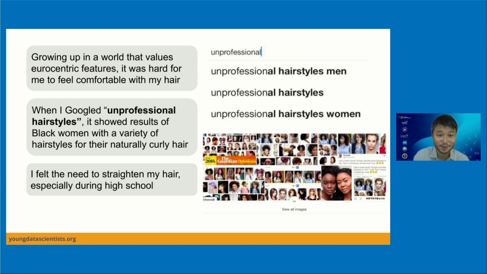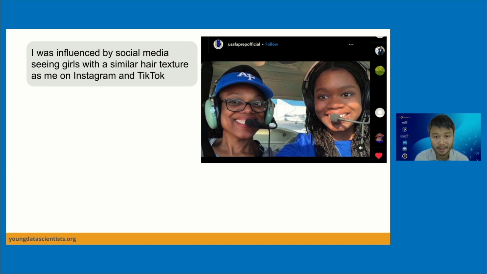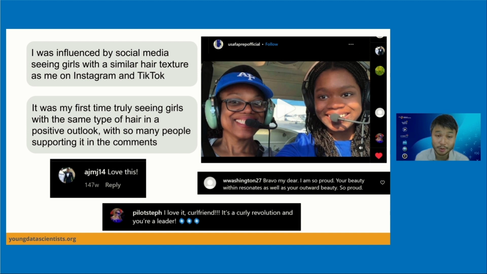I felt the need to straighten my hair, especially during high school. London asks, why should we have to conform to universal standards of beauty to get a job or fit into school guidelines? So when did things change for London? Well, she says, I was influenced by social media, seeing girls with a similar hair texture as me on Instagram and TikTok. This was a first for her.